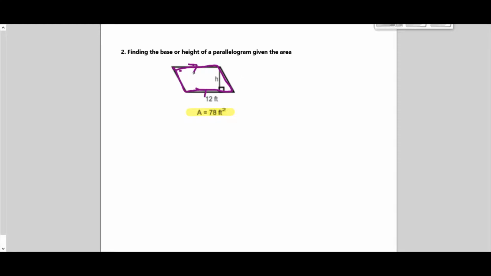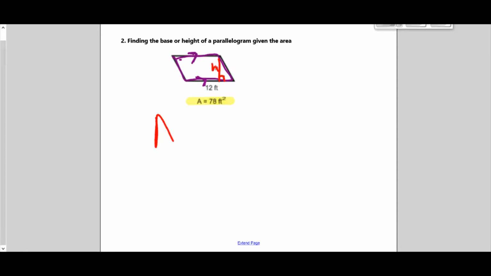So this side is parallel to that side. And then my height this time is on the inside of the parallelogram. So this is my h, and I don't know what that is. So I'm going to write down my formula. Area equals base times height. And I'm going to plug in.